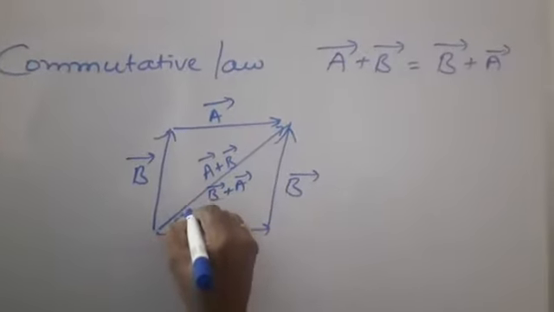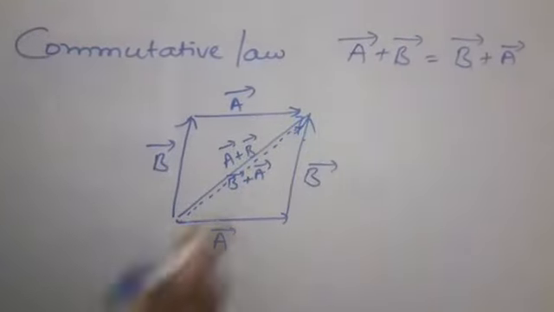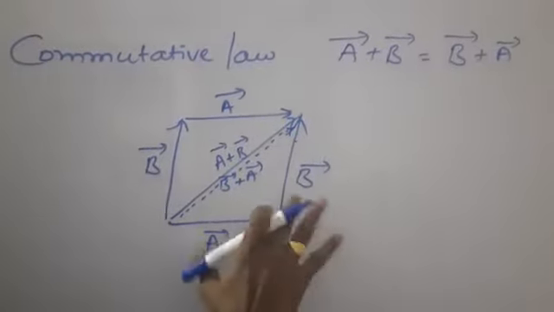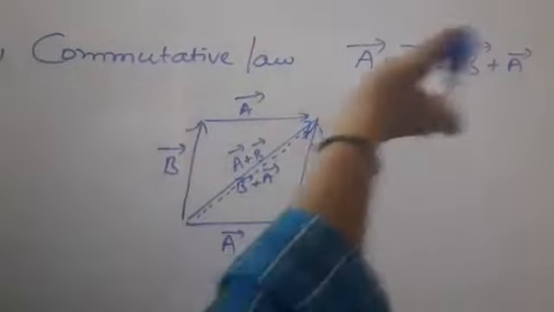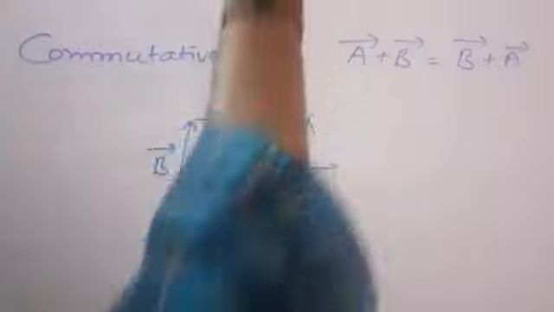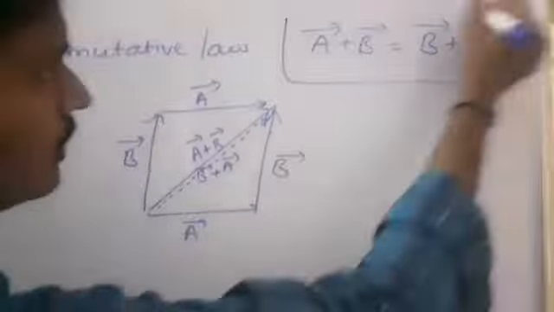The result is the same. For a bar plus b bar, the result is a bar plus b bar. Here b bar plus a bar, the result is also the same. So therefore it always obeys the commutative law.